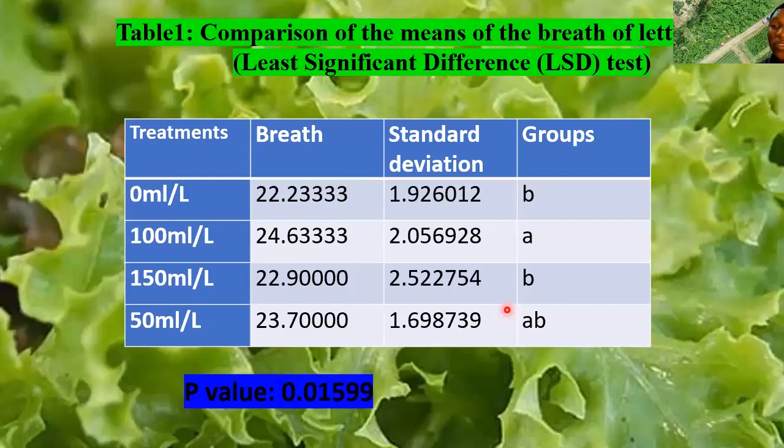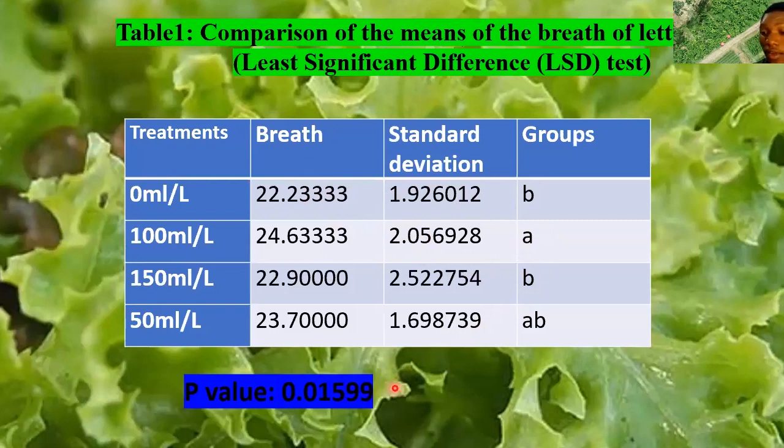So we did the comparison of means of breadth of the lettuce using the least significant difference, the LSD test. As we can see, the table is showing us different breadths, standard deviations, and the groups. These are the groups that can also be graphed, as we will see in the graph that follows, and the p-value of 0.01599, which is less than 0.05.